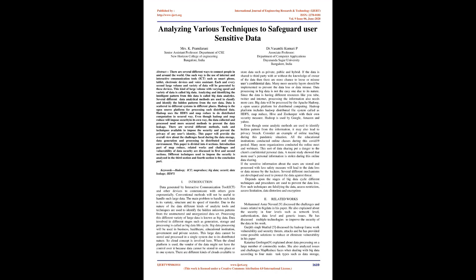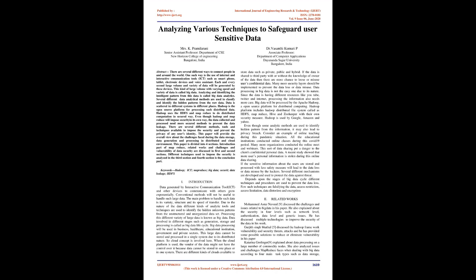This paper is divided into 4 sections. The introduction to MapReduce, related works, and the challenges and vulnerability of data security are discussed in the first and second sections. Different techniques used to impose security are analyzed in the third section, and the fourth section is the conclusion. Keywords: Hadoop, ICT, MapReduce, Big Data, Security, Data Leakage, HDFS.